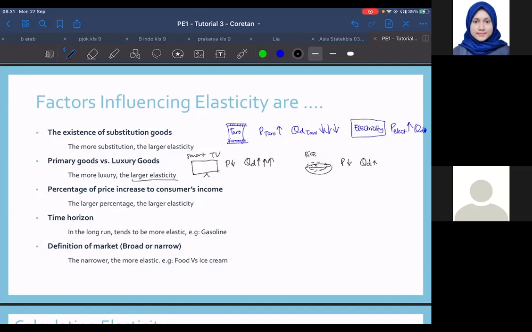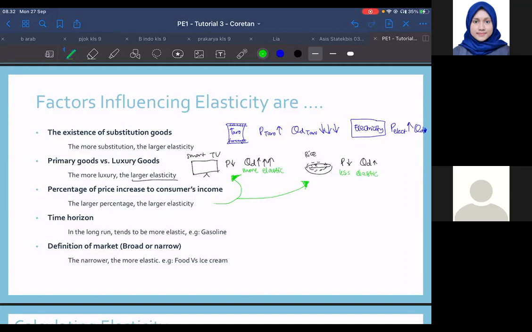Okay. And then the third is the percentage of price increase to consumers' income. Yeah, the larger the percentage of the price increase to consumers' income, the larger the elasticity. You can use this example ya. A smart TV ya, smart TV itu kan persentase terhadap income-nya jauh lebih besar daripada rice ya. So yeah, you could see that the smart TV is more elastic than the rice. This is less elastic.